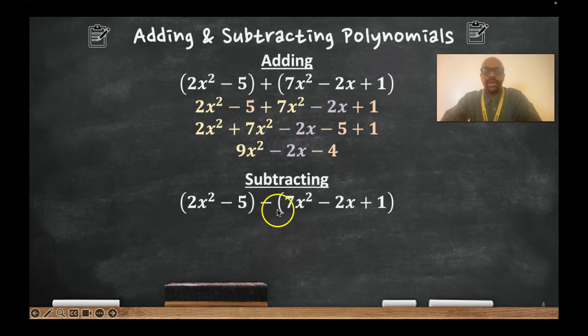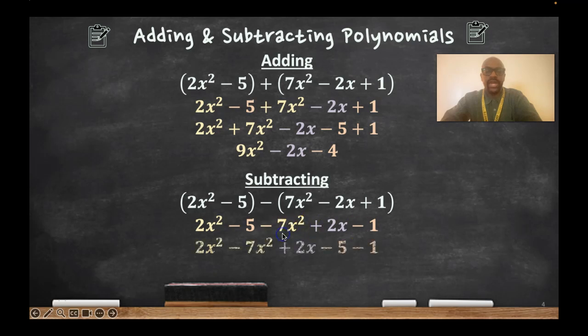So if we look at the next problem, we can go ahead and bring this first parentheses down as is because we do not have a coefficient out here. If we did, we would have to distribute that. So this is like having negative 1. Negative 1 times 7 is negative 7. So negative 1 times 7x squared is negative 7x squared. Negative 1 times negative 2x is positive 2x. And negative 1 times 1 is a negative 1.